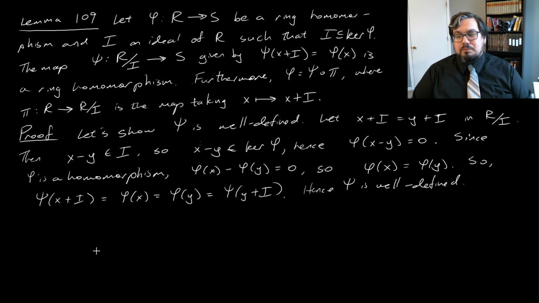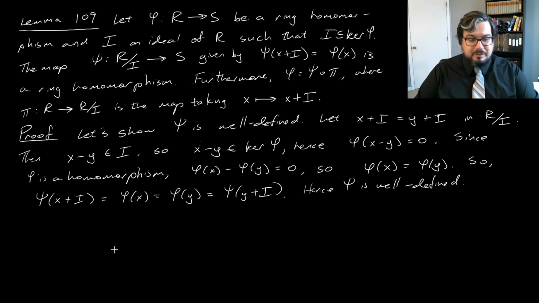Now, proving that psi is a ring homomorphism is dead simple. You can find the details in the notes. Not going to go through them here. I'm just going to note phi is a ring homomorphism.